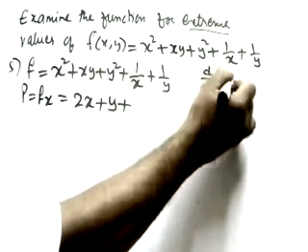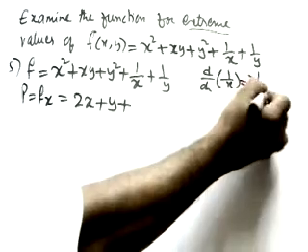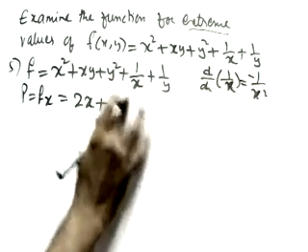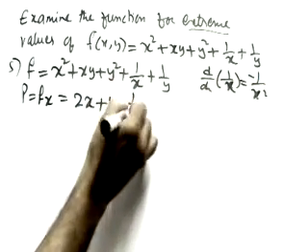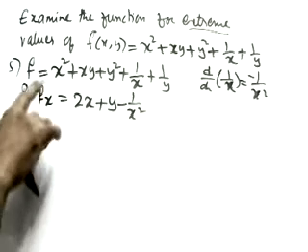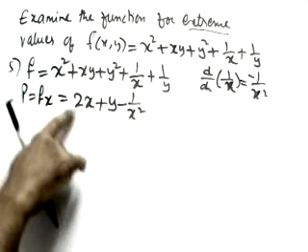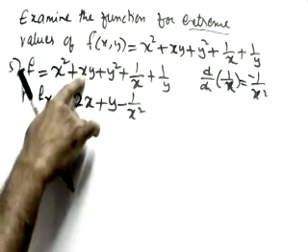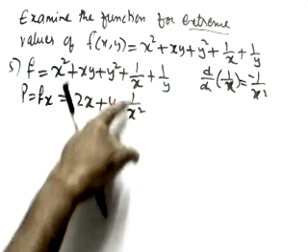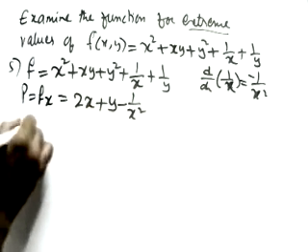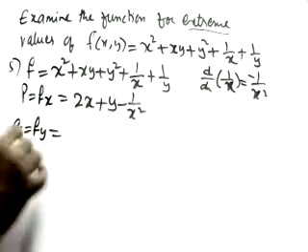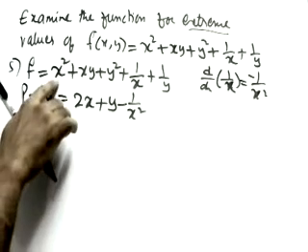Now d by dx of 1 by x. We already saw this: d by dx of 1 by x is minus 1 by x square. Once more, you see here, d by dx of x square is 2x. d by dx of x is 1, 1 into y is y. d by dx of 1 by x is the same way. Then q equals fy.